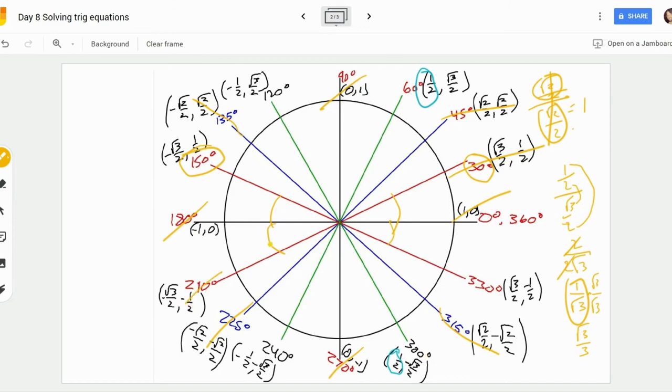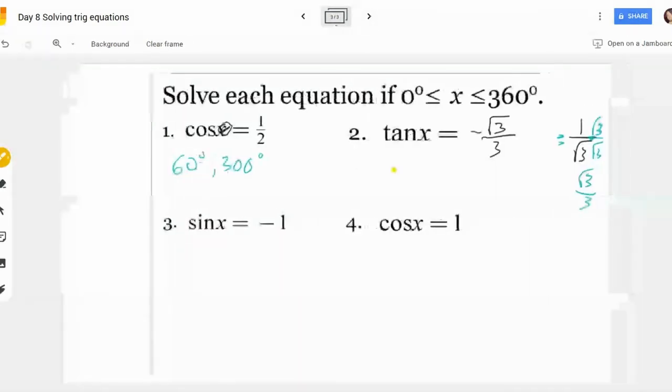And then another, so I'm skipping over the 60s because we already found a number. The other 30-degree reference angle is negative 1/2 over square root of 3 over 2. We have one negative, so that fits. So we get two answers, 150 and 330. These other two will be a little bit quicker.